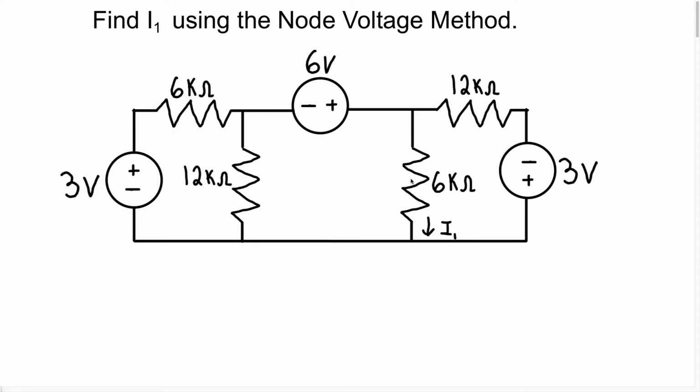Because we're using the node voltage method, the very first thing we're going to do is identify all of our essential nodes. We know this is an essential node. I'm going to call it 1. This is an essential node. I'm going to call it 2. And at the bottom here we have our third essential node, but I'm just going to take it as the ground node. Now, because we're finding the voltage at each of these nodes, I'm just going to write V1 and V2.